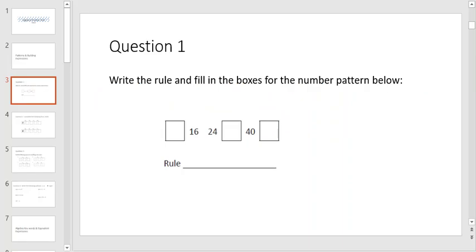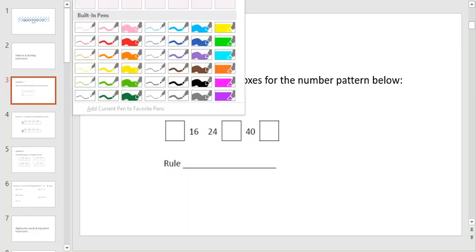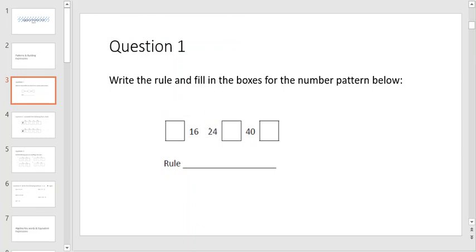Our first question says, write the rule and fill in the boxes for the number pattern below. Okay, so try and work this out yourself first. Now, in this example, I can see there are two numbers together. So I've got 16 and 24. So if I can work out how do I get from 16 to 24, and if I need to go backwards, how do I get from 24 to 16, depending on the boxes I'm trying to fill in, that would be the rule that I need to be able to fill in the boxes.